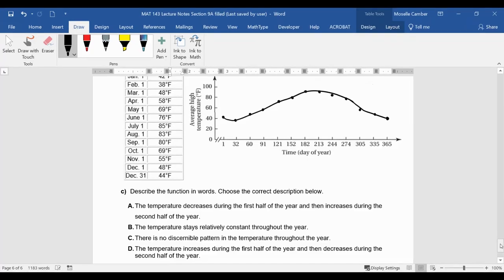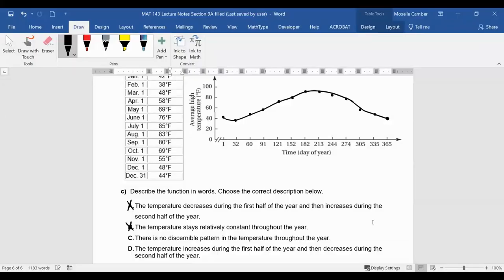Now if we're going to describe this graph, option A says the temperature decreases during the first half of the year and then increases during the second half of the year. Okay, so the first half of the year, between 1 and 182. So it's saying it's decreasing in that first half. Well, it's increasing, right? So that's not that one. For option B, the temperature stays relatively constant throughout the year. Constant temperature would mean it would be like a flat line. It doesn't increase or decrease. And that is also not true.